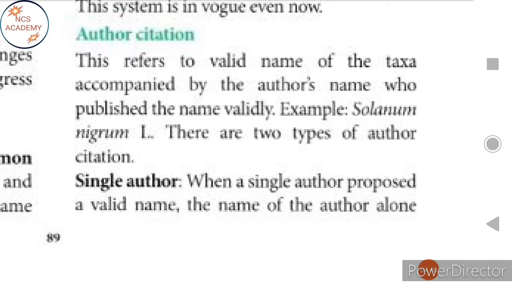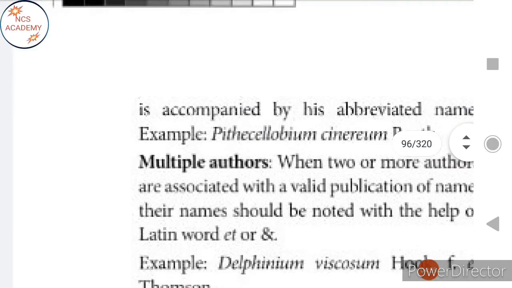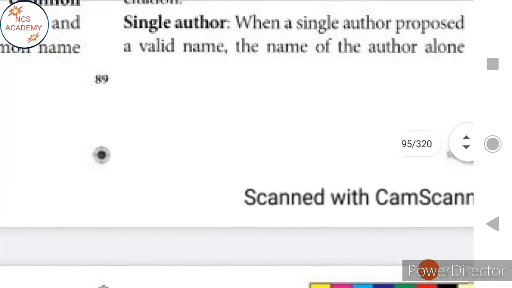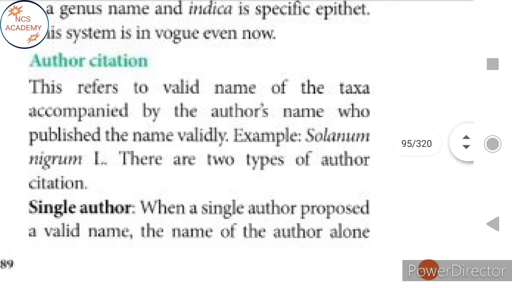There are two types of citations: single author, and likewise, multiple authors. Anyhow, whoever first referred to the valid name for the taxon, his name comes at the end of the binomial nomenclature. You have to write at the end the abbreviated form, like Linnaeus means L.